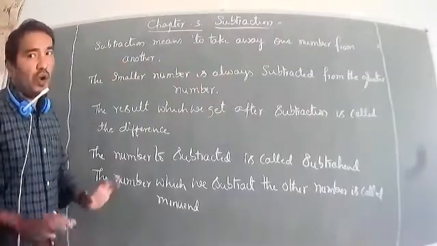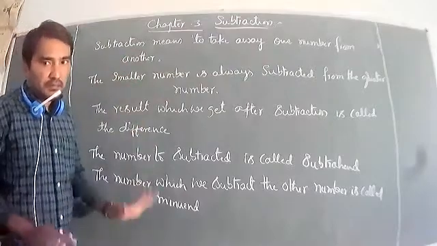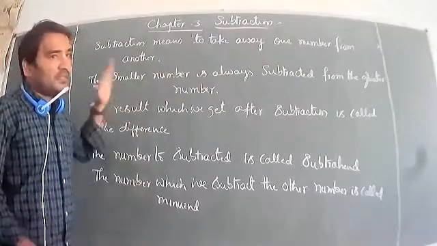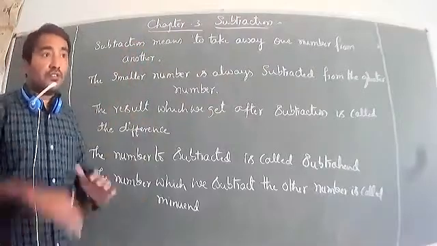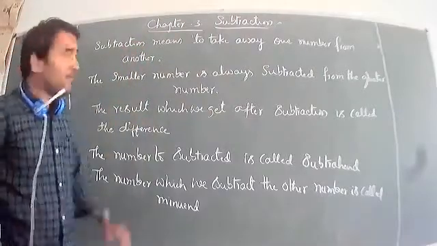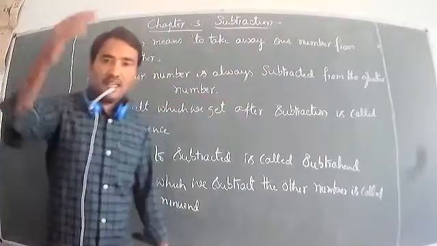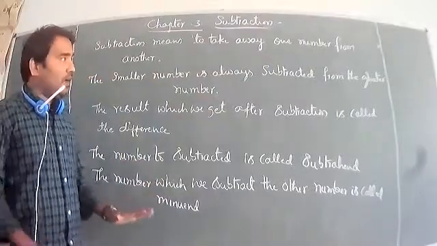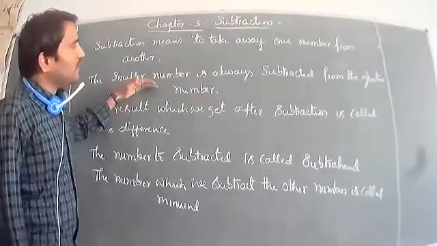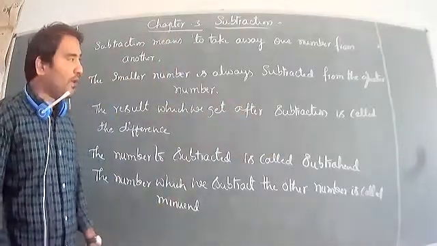So how to subtract? The smaller number is always subtracted from the greater number. We subtract the smaller number from the bigger number; we do not subtract the bigger number from the smaller number. We subtract 5 from 10, we do not subtract 10 from 5. So that is the meaning. The smaller number is always subtracted from the greater number. That is the order.